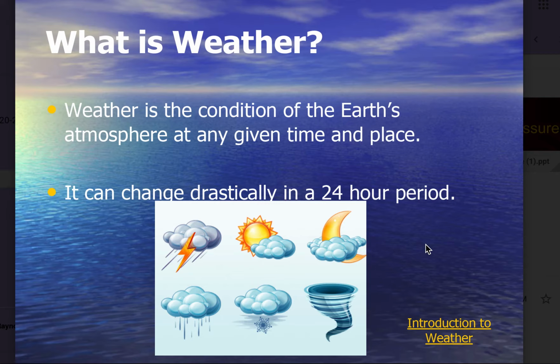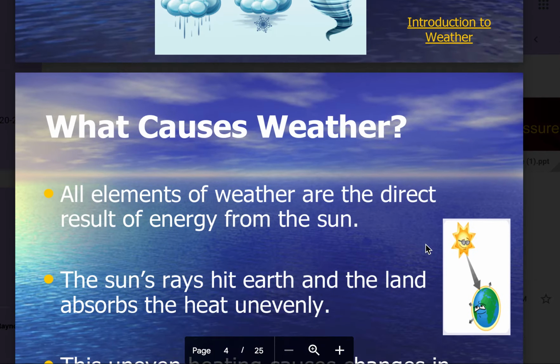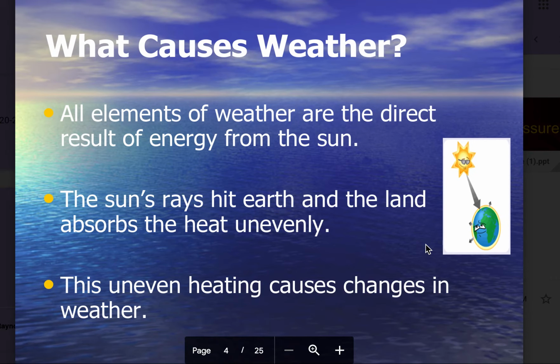So weather is right now, the condition of the atmosphere at a particular, exact location, okay? Weather is caused by the direct result of energy from the sun. So the sun's rays hit Earth and the land, and it absorbs it unevenly.